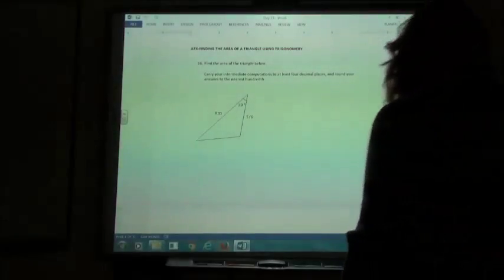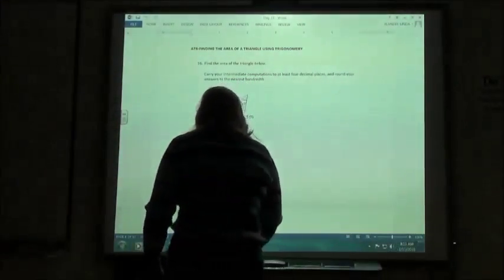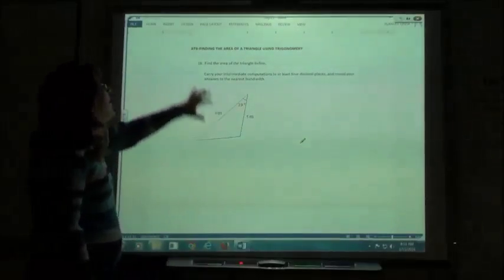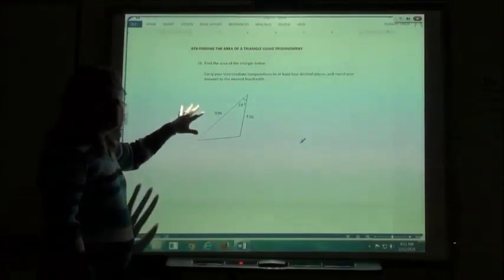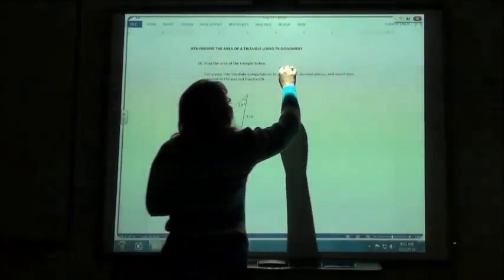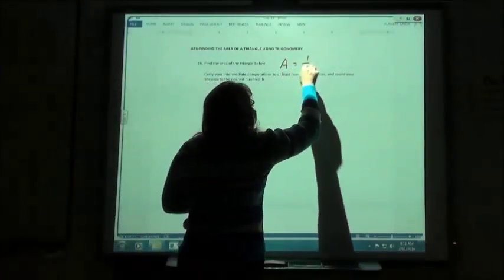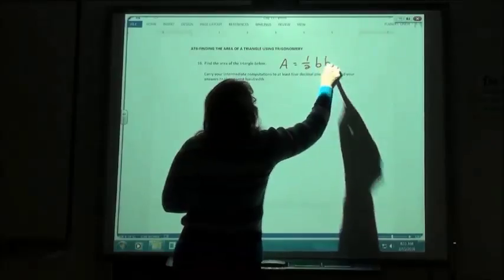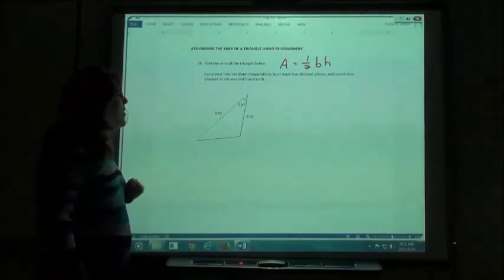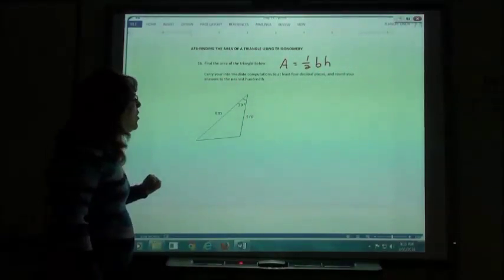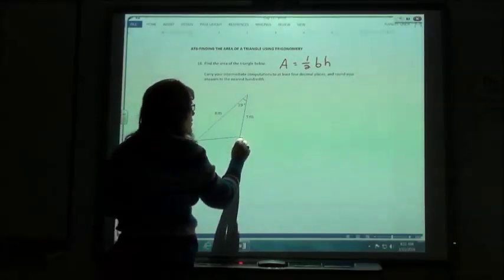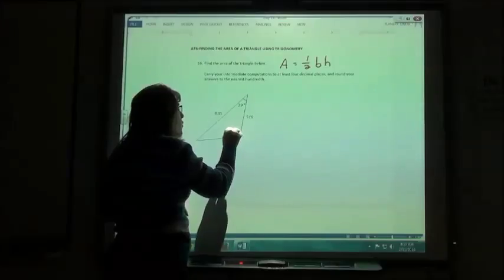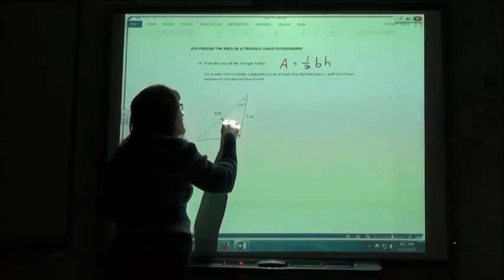16, 17, and 18, finding the area of a triangle using trigonometry. First of all, if you remember back from geometry class, the area of a triangle is half the base times the height. So we want to draw the height into our triangle. When we draw in the height, we want to draw it opposite the angle that they have marked, so it goes from here, forming a right angle with the base.